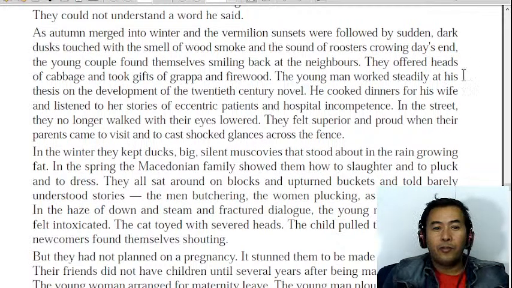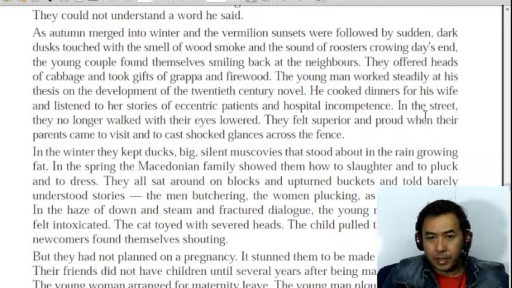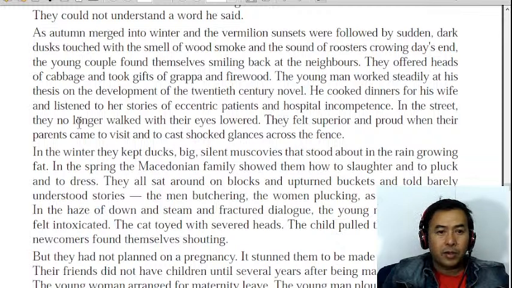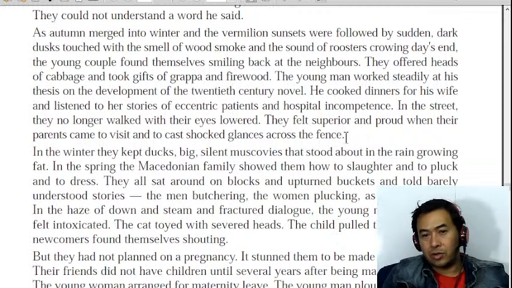They offered heads of cabbage and gifts of firewood. The young man worked steadily at his thesis on the development of the 20th century novel. He cooked dinners for his wife and listened to her stories of eccentric patients and hospital incompetence. In the street, they no longer walked with their eyes lowered. They felt superior and proud when their parents came to visit and cast shocked glances across the face.